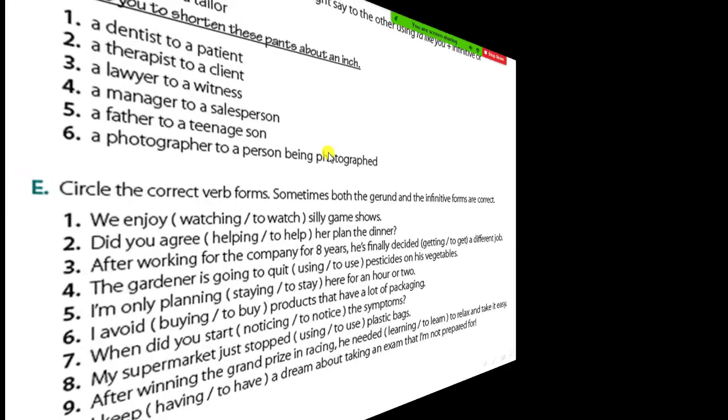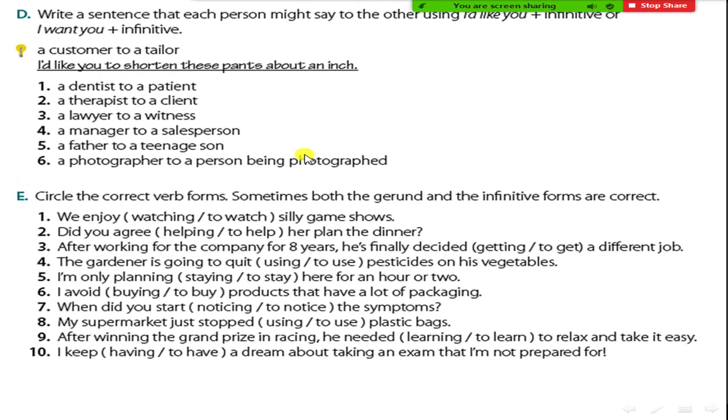Okay. Here are sample answers. A dentist to a patient may tell him, I want you to floss every day. The word floss means to clean your teeth using a floss. A floss is a kind of thread, something like the thread that we use in sewing, for cleaning teeth.